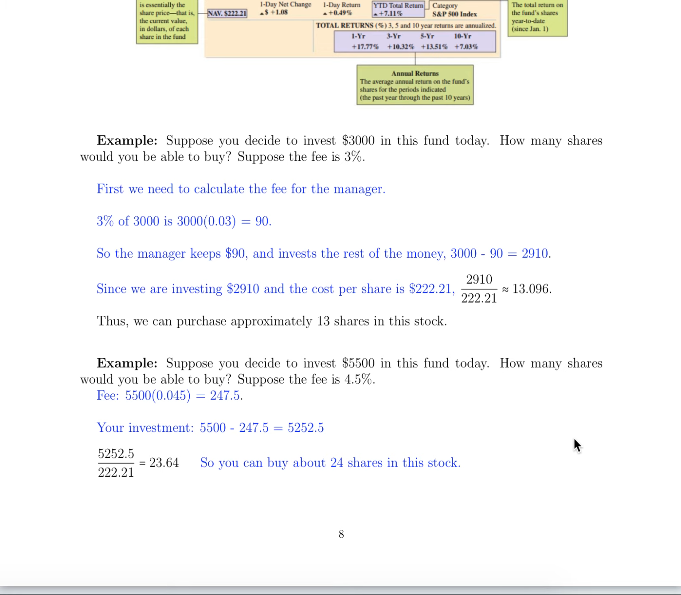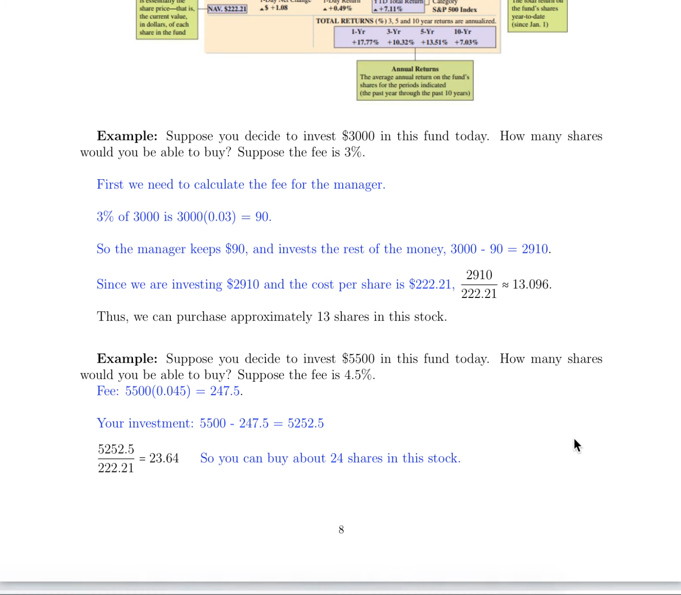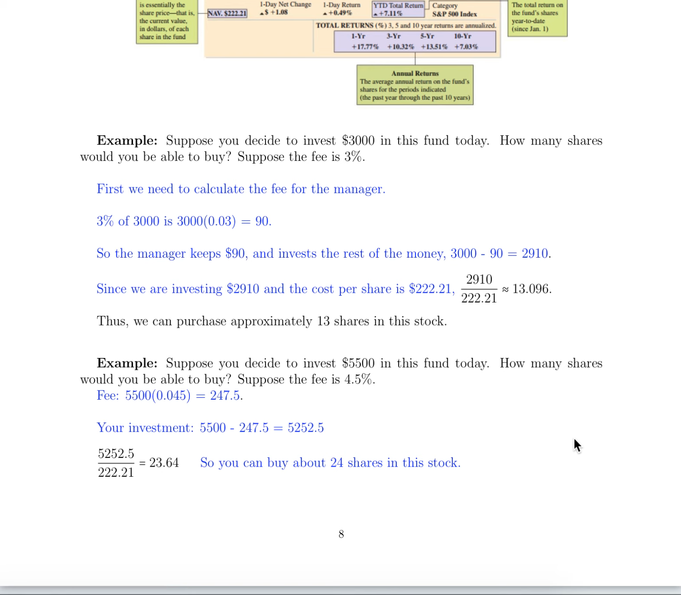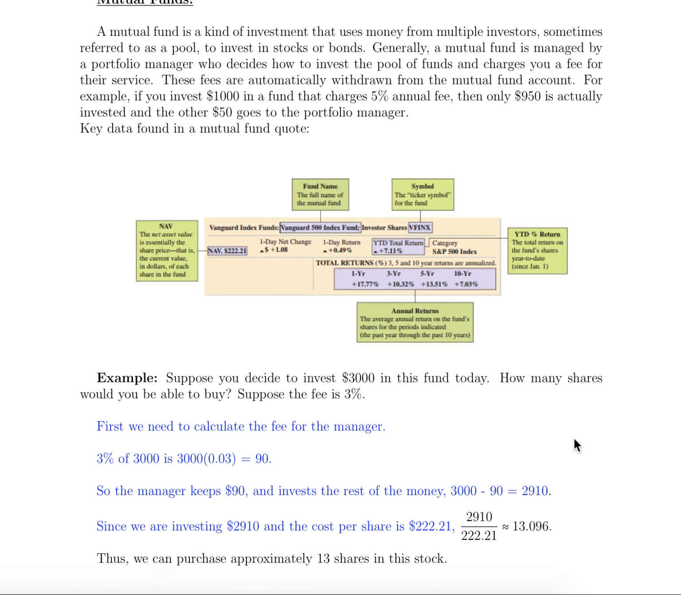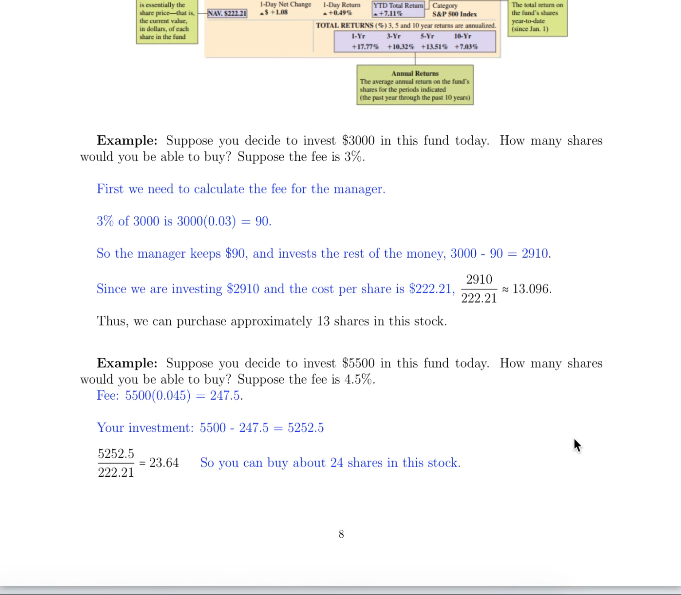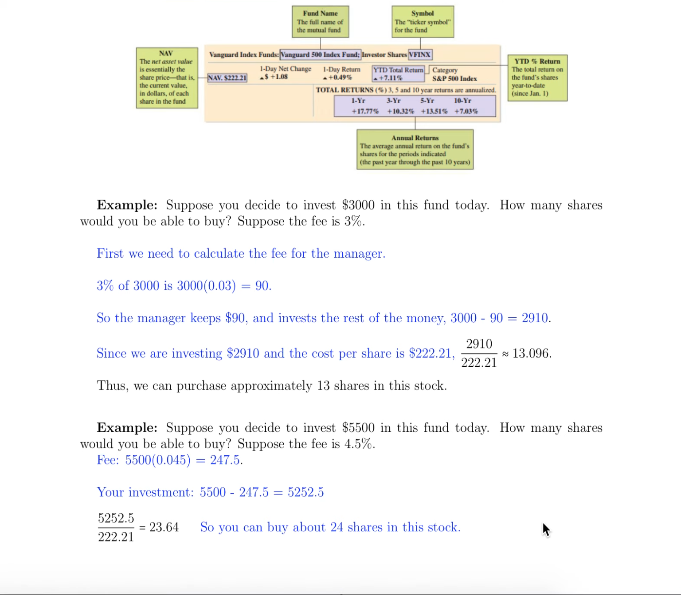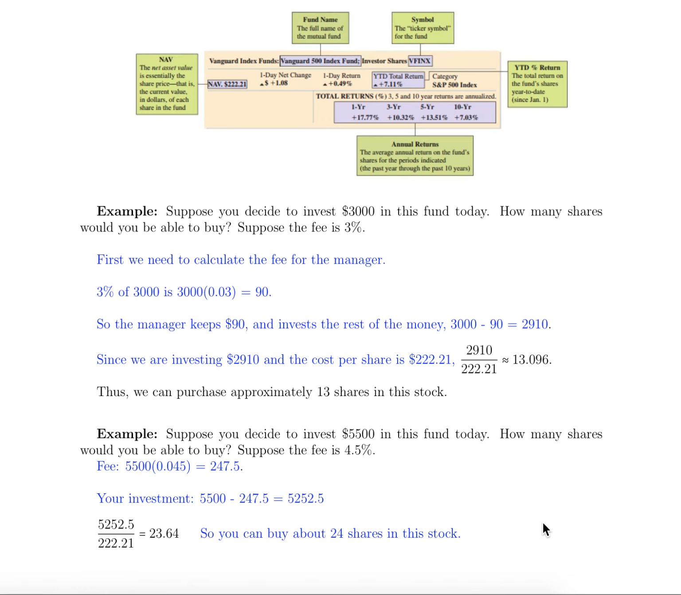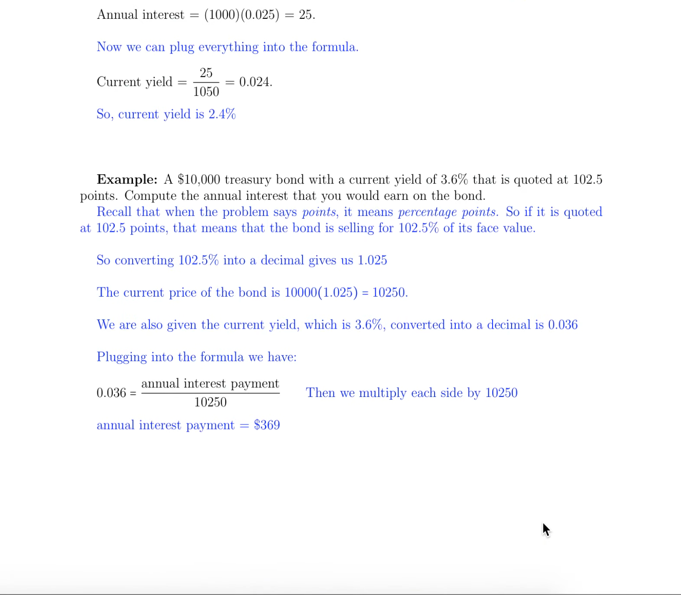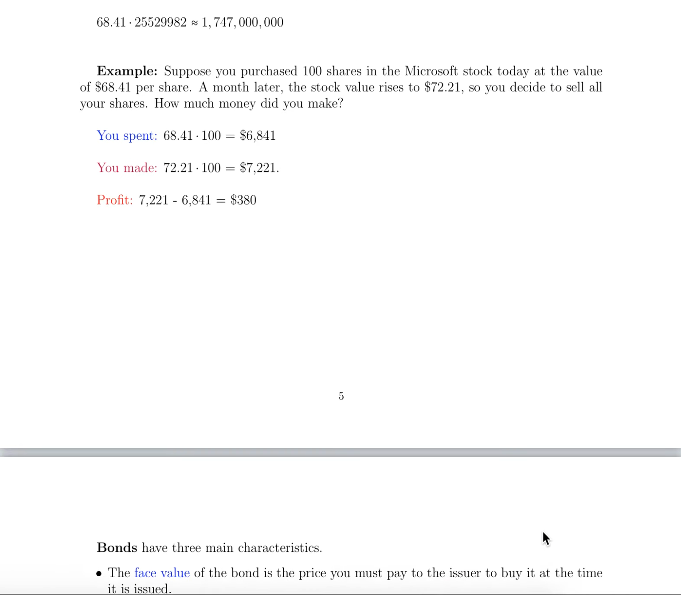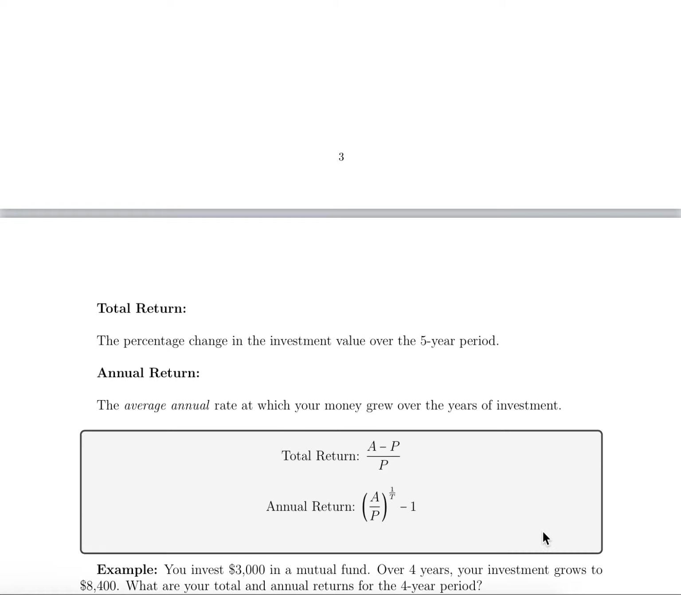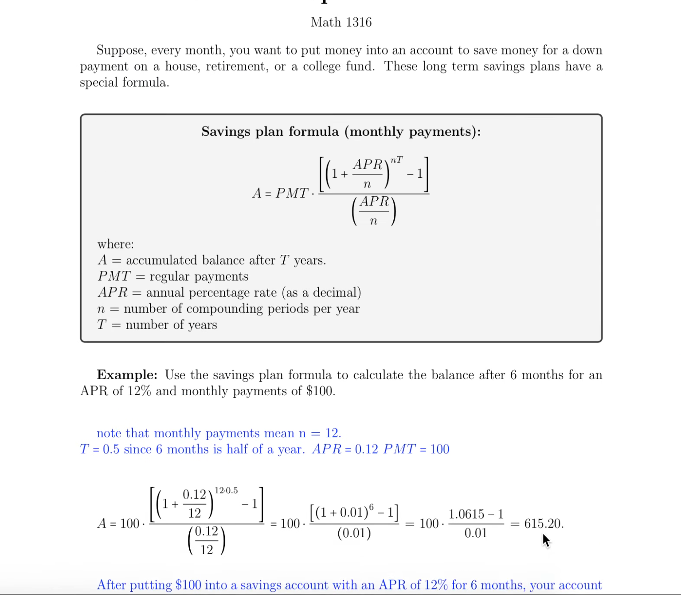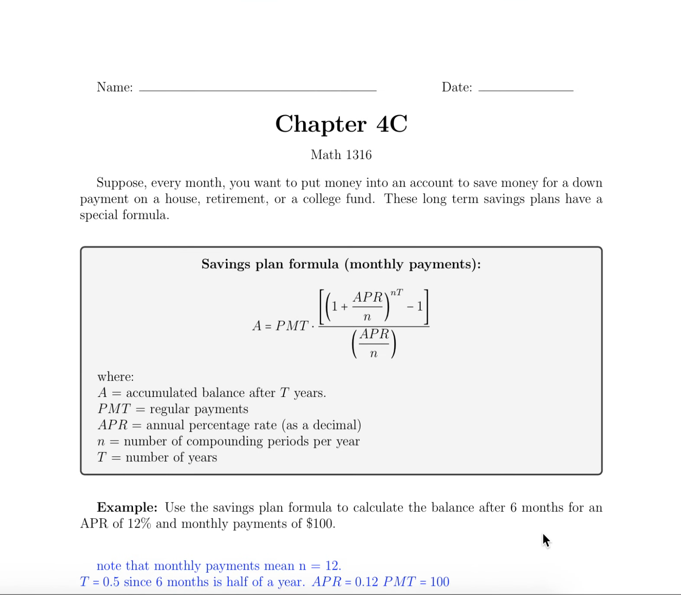Alright, that actually wraps up for C. We are done with this section. Let me know if you have any questions, comments, or concerns. Go back, watch it through again if you didn't understand. But now we are fully done with the notes from Chapter 4C. So the next one we'll do is going to be 4D notes, and that'll wrap up Chapter 4.